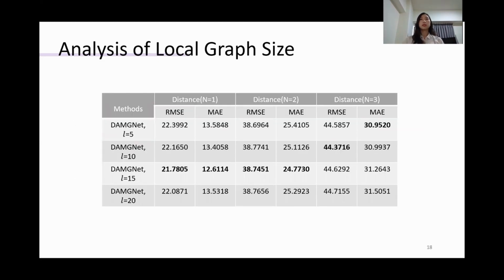Finally, we determine the number of stations in the local graph through experiment, hoping to obtain the most appropriate local area information. When the local graph is constructed, we find the number of L stations located in the front and back of the incident. From the table, we can see that when N is equal to 1 or 2, L equal to 15 will have the most ideal result. However, the results are slightly different when N is equal to 3. The performance is better when L is smaller, just like L equals 5 or 10.